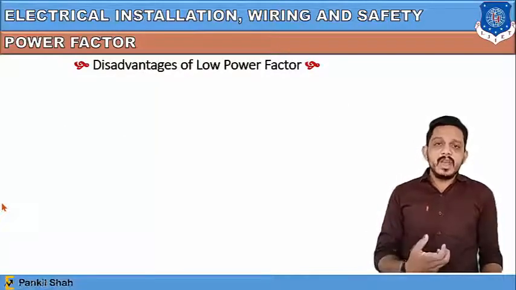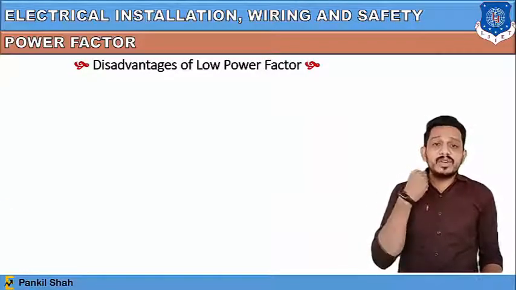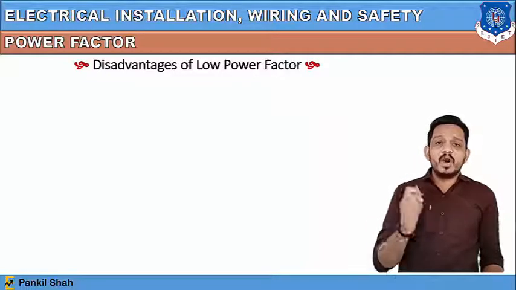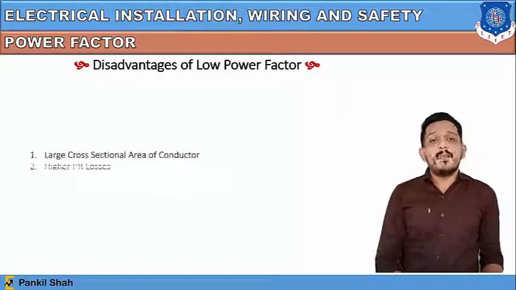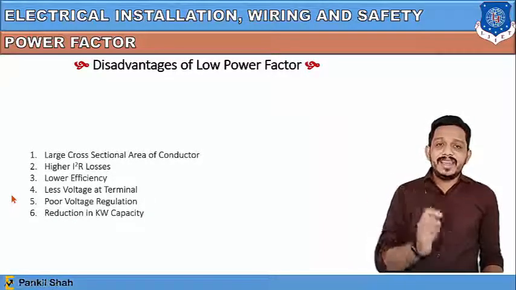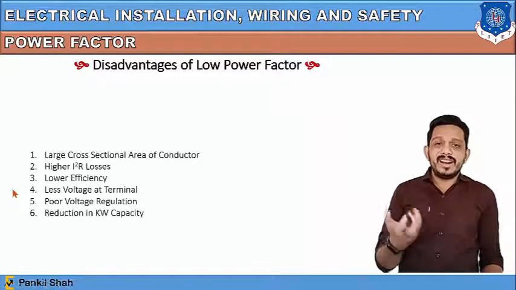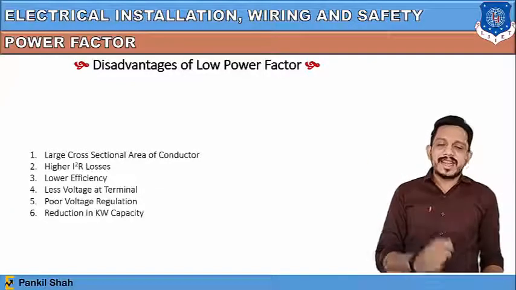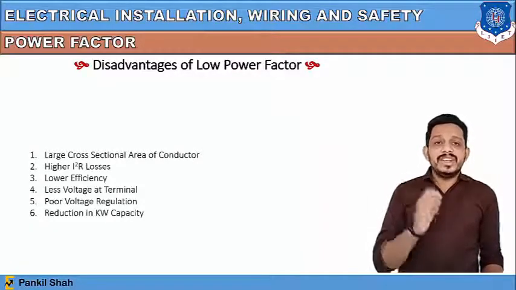Now let's discuss the importance of power factor in any electric system. To discuss it, first let's see the disadvantages of low power factor. What will occur if our system has a low power factor? The disadvantages are: first, large cross-sectional area of conductor. If power factor is low, then the cross-sectional area of the conductor will be very large. Second, higher I square R losses. I square R losses will be high. Efficiency will be low. Less voltage regulation.